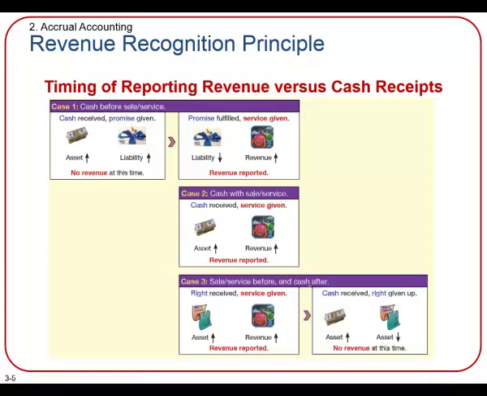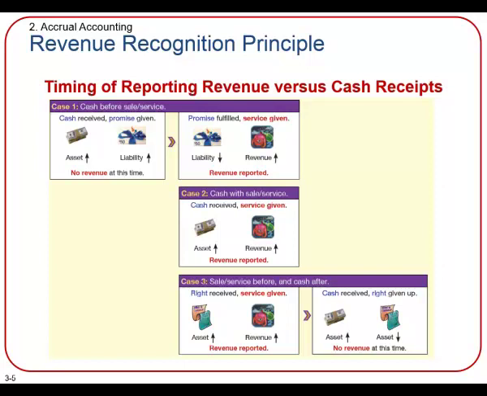Now here's the last case of the timing of reporting revenue. In case 3, the cash is received after the sale or service. This situation typically arises when a company sells on account. Selling on account means the company provides goods or services to a customer not for cash, but instead for the right to collect cash sometime in the future. This right is an asset called accounts receivable.